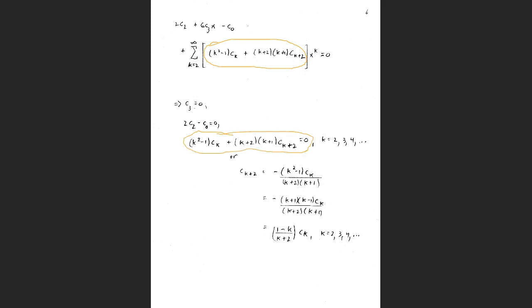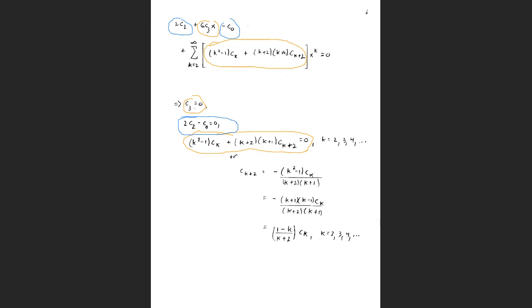So we had these two equations. And then also, what's left is 2C2 minus C sub 0. That has to equal 0. And so there we go.